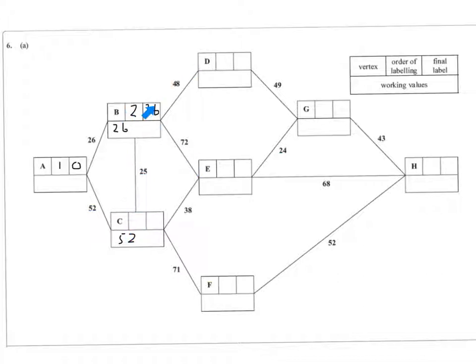So we've got 26 here, 26 plus 48, that's 74. So I'm going to put 74 in there. For E, it's 26 plus 72, that's going to be 98. So 98 goes in here. It's easy to forget that we should also do C. 26 plus 25 is 51.